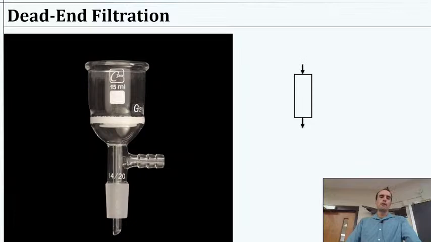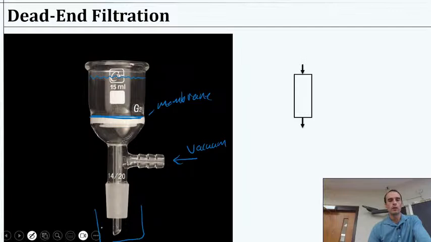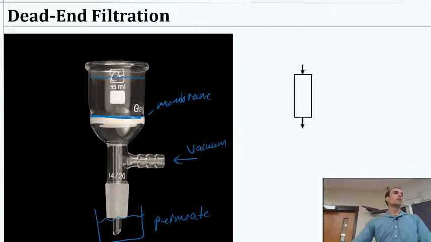Okay, another example of the dead end filtration here. If you've ever seen one of these in a laboratory, you would fill this beaker thing with water. It has a glass support, so you can place a membrane right on top here. So you'd have a membrane, and then you apply a vacuum here, and then you'd put some dish here to catch your permeate. So that would be a pretty typical way to filter water, again, in a lab, a little bit bigger scale than just a syringe filter. So you'll see that pretty commonly.